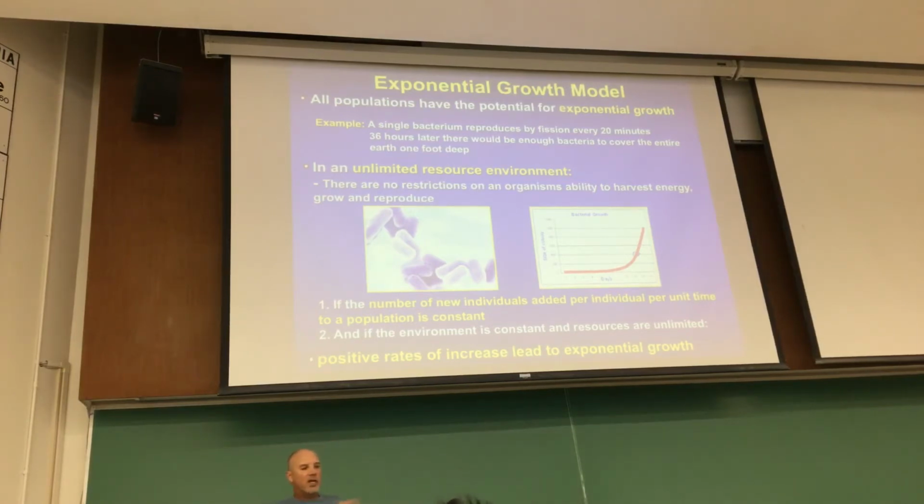The number of new individuals added per individual per unit time is constant. The resources are unlimited in that environment. Your ability to harvest them and transfer them into reproductive output is unchecked. And this is what you'll get: 2 to 4, 4 to 8, 8 to 16, 16 to 32, on and on and on. That will lead to positive rates of exponential growth.